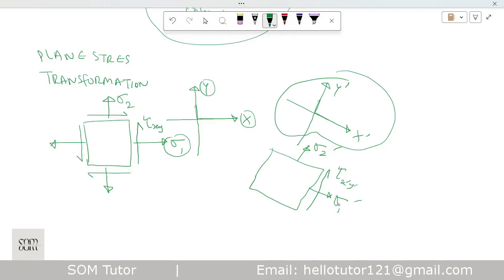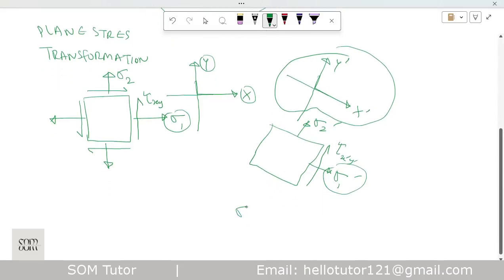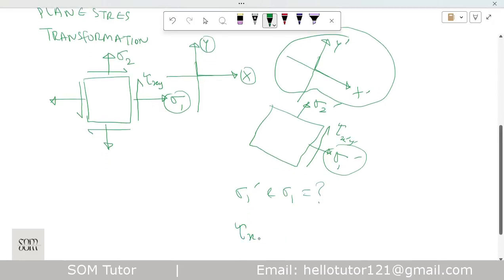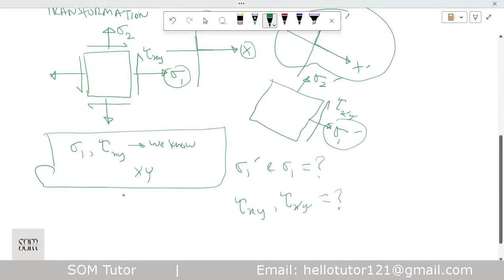So now the question is, what is the relation of sigma 1 prime and sigma 1? Similarly, what is the relation of tau xy with tau x prime y prime? If we know the state of stress, we know sigma 1, we know tau xy, but remember, it is in the xy coordinate system. We know this condition.